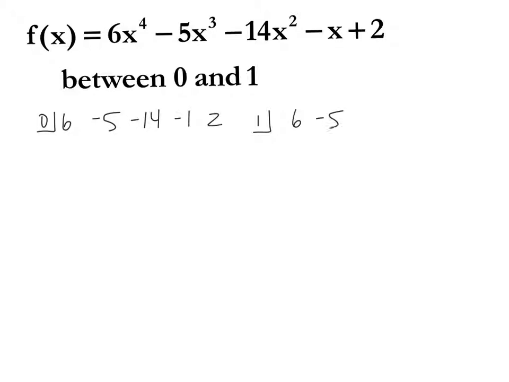Same coefficients for each of them. Go ahead and go through the synthetic division. And then I'll show you, I'm going to pause, fill it out, and then talk about how to answer the question.